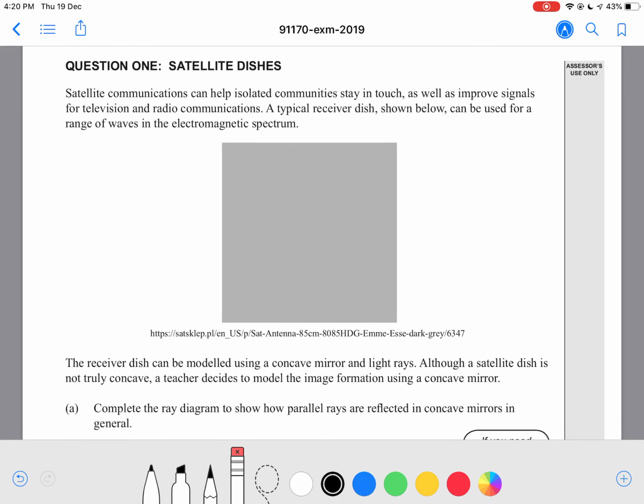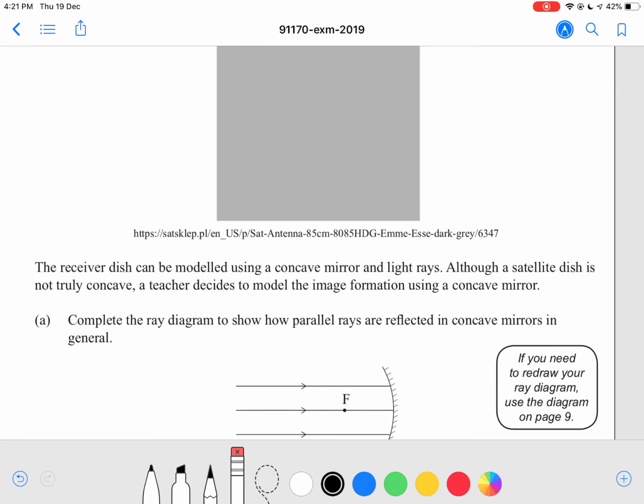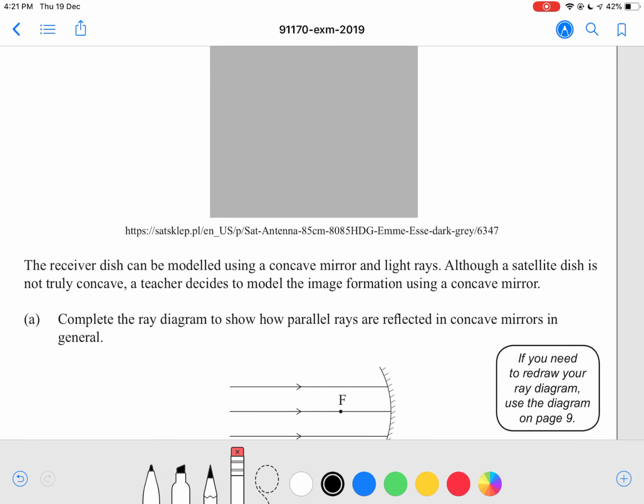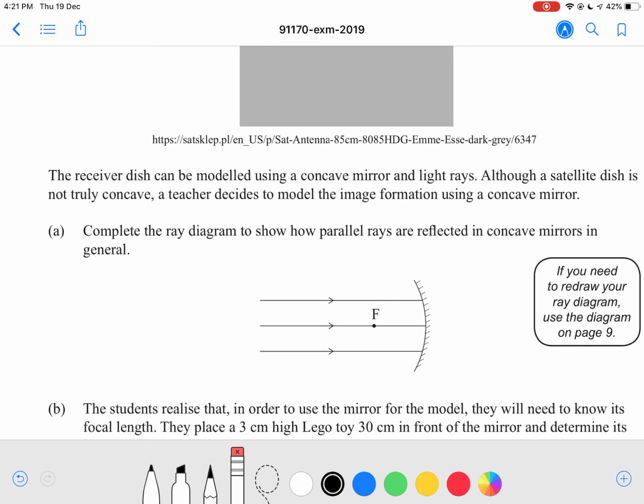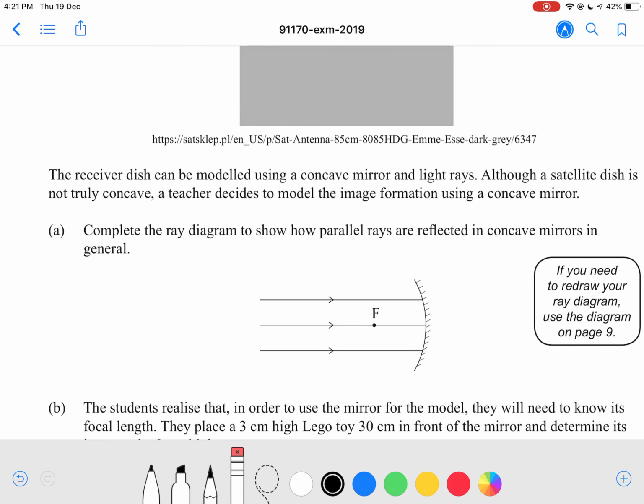So question 1, satellite dishes. Satellite communications can help isolated communities stay in touch, as well as improve signals for television and radio communications. A typical receiver dish, shown below, can be used for a range of waves in the electromagnetic spectrum. The receiver dish can be modeled using a concave mirror and light rays. Although a satellite dish is not truly concave, a teacher decides to model the image formation using a concave mirror. Complete the ray diagram to show how parallel rays are reflected in concave mirrors in general.